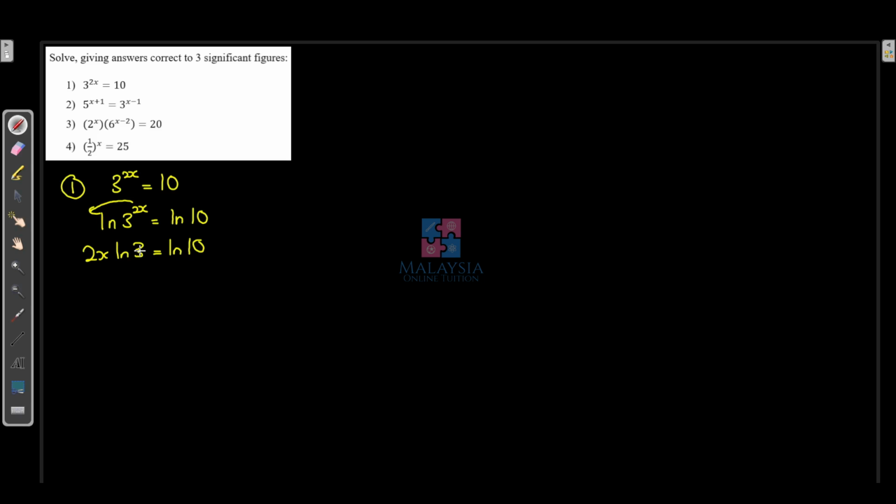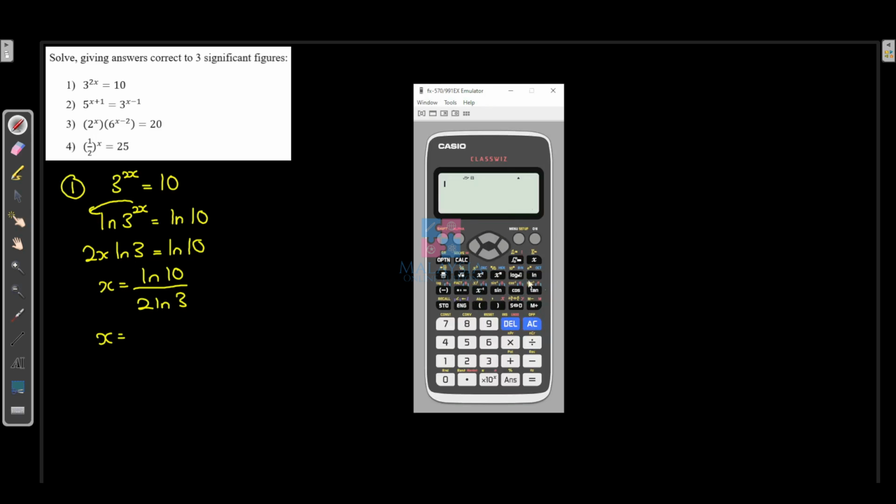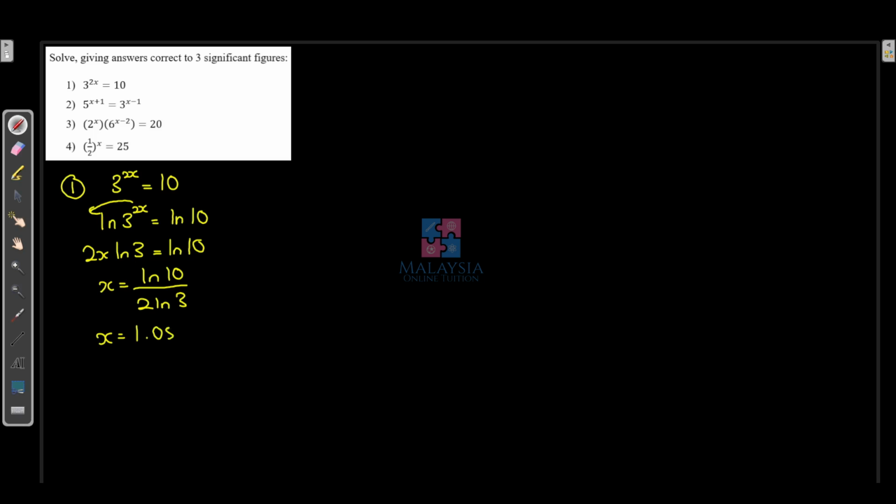You can, but the best is for you to change everything when you get x as the subject. So now what we can do is x equals ln 10 divided by 2 ln 3. Now you should change everything to the decimal values. So we have ln 10 divided by 2 ln 3. Correct to 3 significant figures, the answer is going to be 1.05. And this is the final answer for part 1.